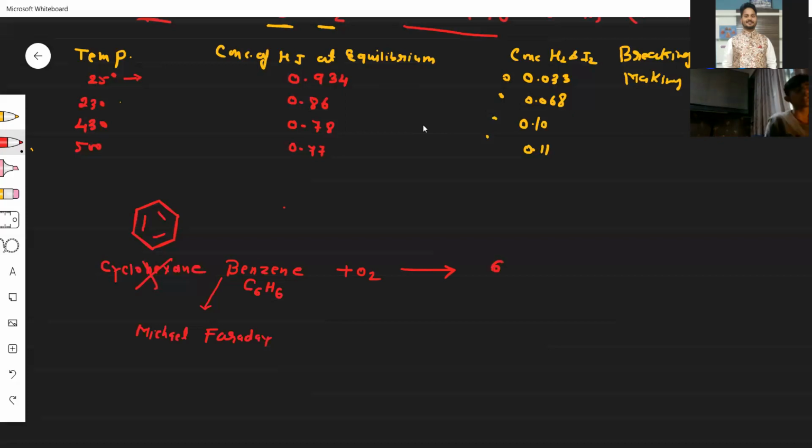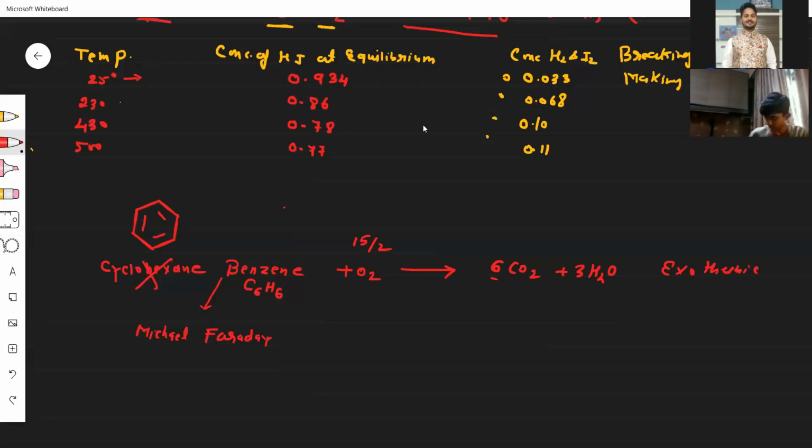6 CO2 plus 3 H2O, then 15 over 2 O2. Fantastic. 15 by 2, that's your 7.5. And this is how much? 12 plus 3. Fantastic. So, is it exo or endo? This reaction is endothermic. This is exothermic. Fantastic.